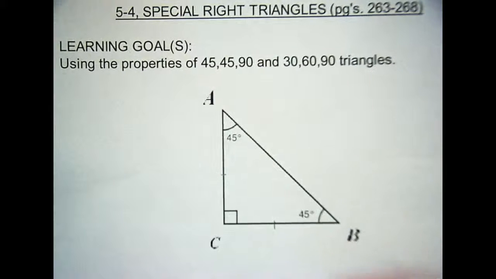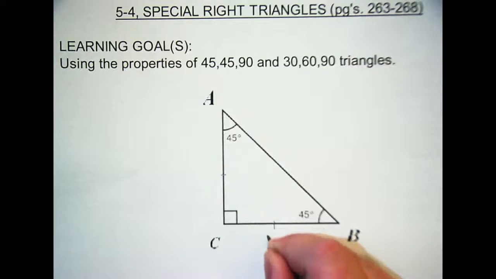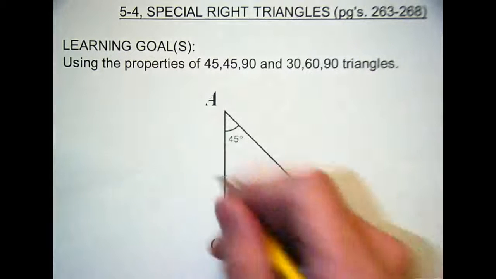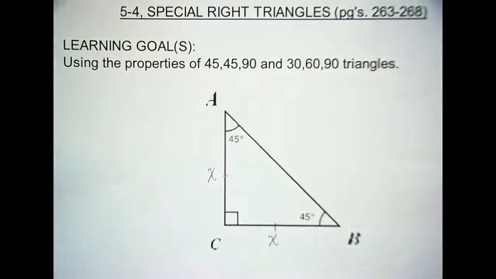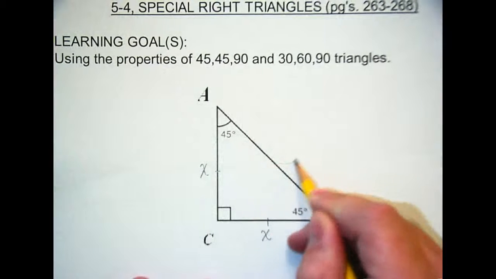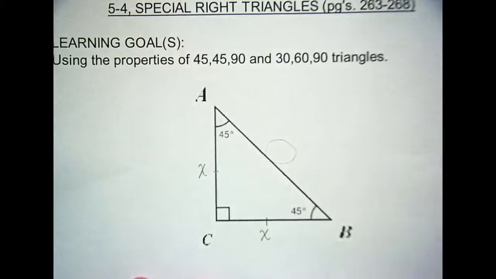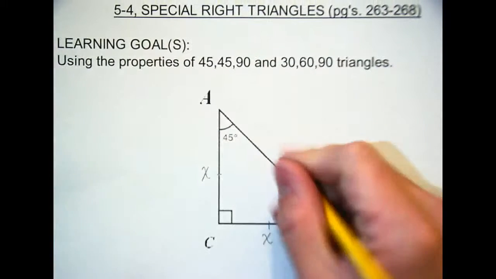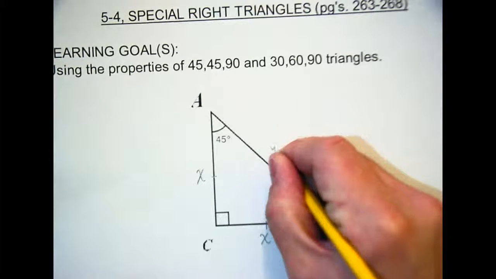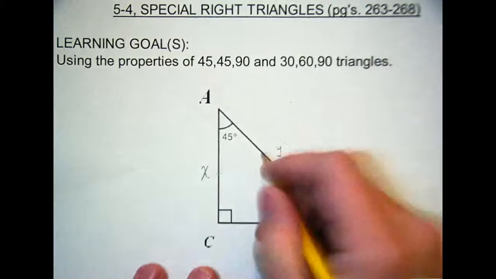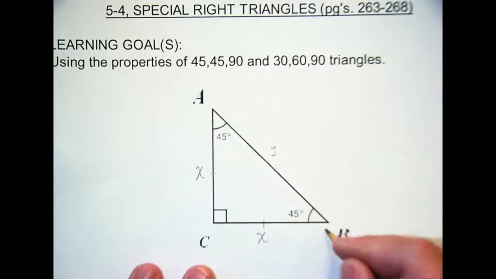If that's the case, and I say that this side length right here, CB, if I call that a length of x, that means that AC is also x. And I'm going to use the Pythagorean theorem to find out this length right here. For now, let's just call that length y. But I want to find this length. If this is x and this is x, let's find y.